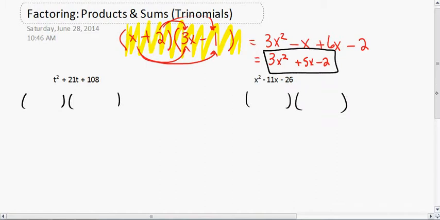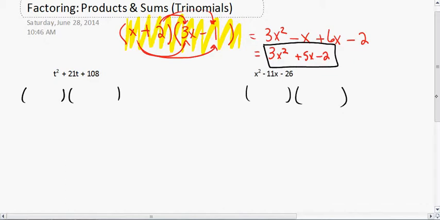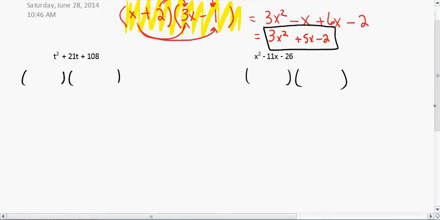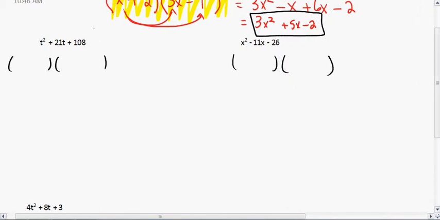So this method is called products and sums by me because we're going to be looking for pairs of factors that give us a product and give us a sum. And we're going to be looking specifically at the constant term. So in the first case, the 108, and in the second case, the 26 or negative 26. Those are going to be our target numbers for products. Let me show you what I mean by that.